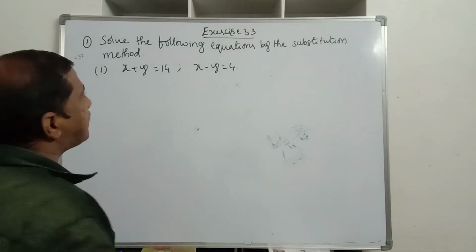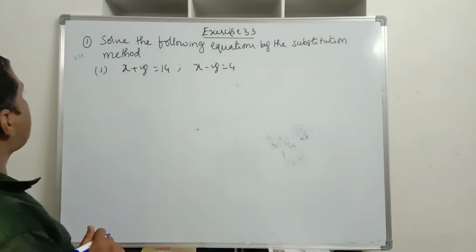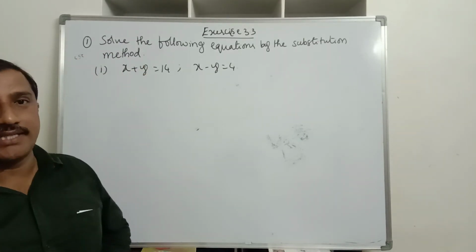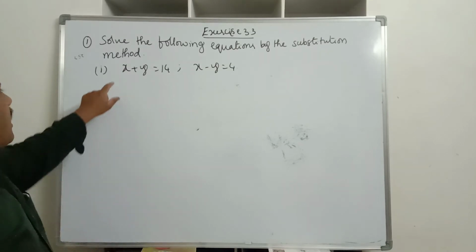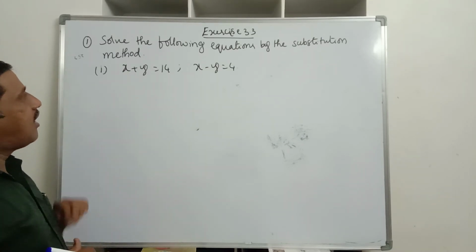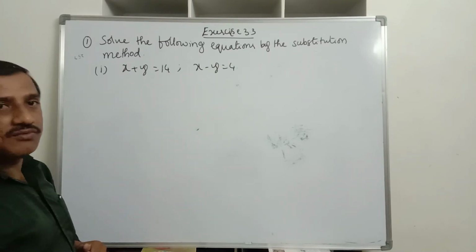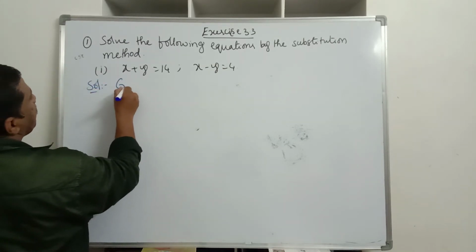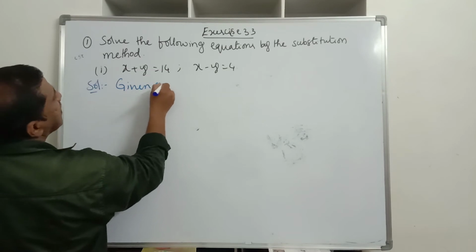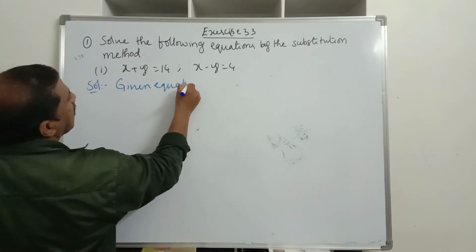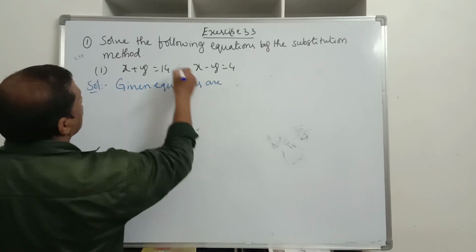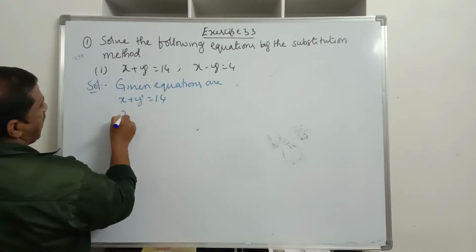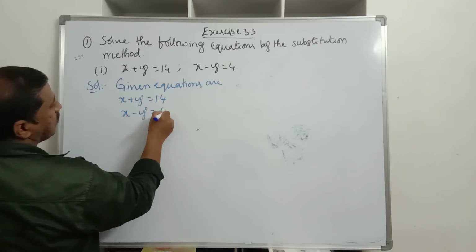Now we will discuss exercise number 3.3. Solve the following equations by the substitution method. The first sum: x plus y is equal to 14 and x minus y is equal to 4. So here, the given equations are x plus y is equal to 14, x minus y is equal to 4.